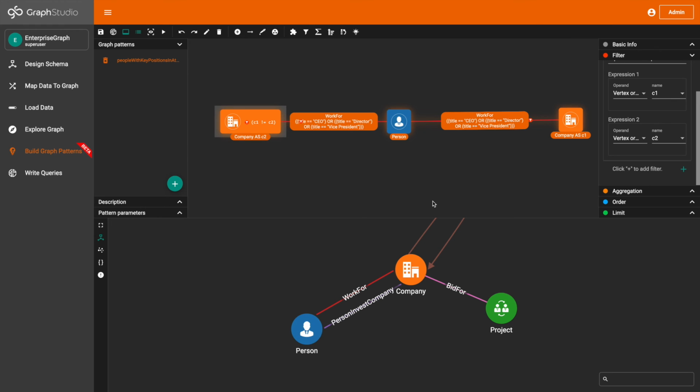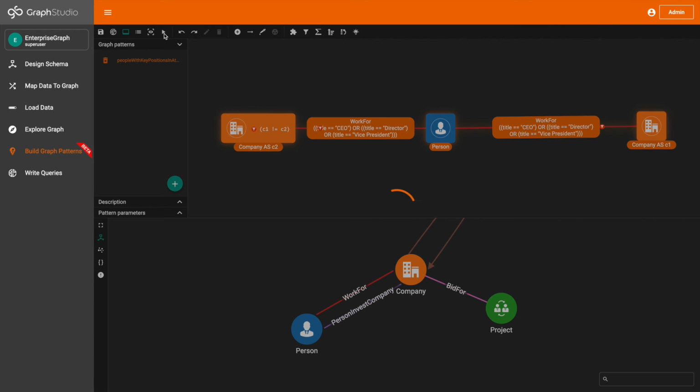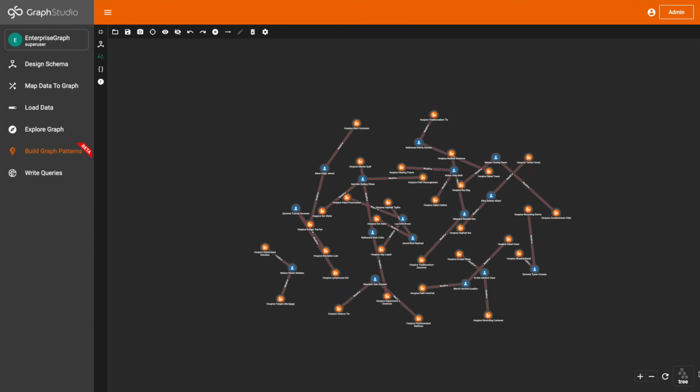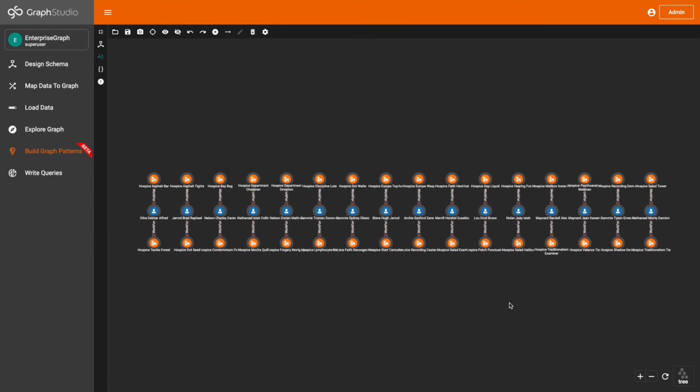What this pattern finds is basically all the people who work for at least two different companies and who hold the CEO, director, or vice president title in both of these companies. Now I'm going to run the pattern. So here's our result. Here we can see the person's name, their title, the company they work for.